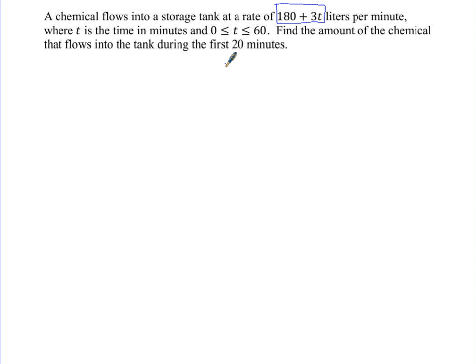Okay? And it's going to be the amount of chemical that flows into the tank. So what will my units in the end be? Liters. Yeah. We have liters per minute here. That's the rate. So therefore, it's liters of chemicals that are flowing into the tank.